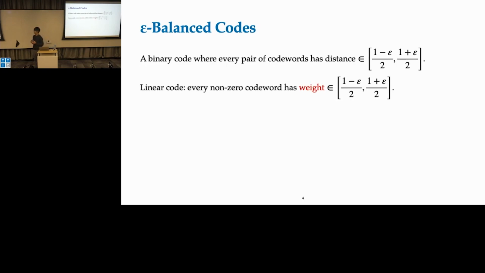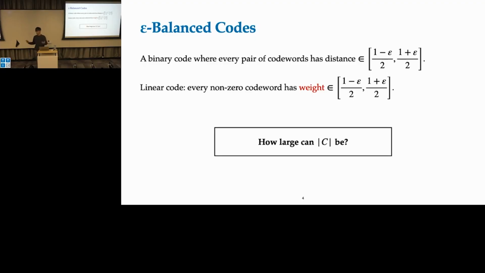And we're going to restrict our attention to linear codes. These are codes where if you add two code words up, mod 2, or in F2, then it is also a code word. And in this case, the distance of the code is exactly equal to the minimum non-zero weight of the code word. So here, we want the weight to be between (1 ± epsilon)/2. So the question is, how large can the size of C be? In coding theory terms, how large can the rate be in terms of epsilon? Okay, so that's the definition of epsilon balanced codes.